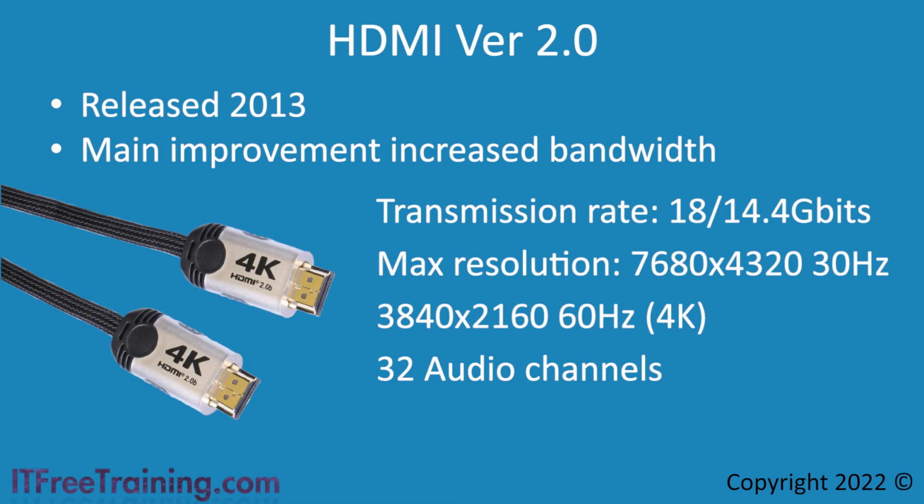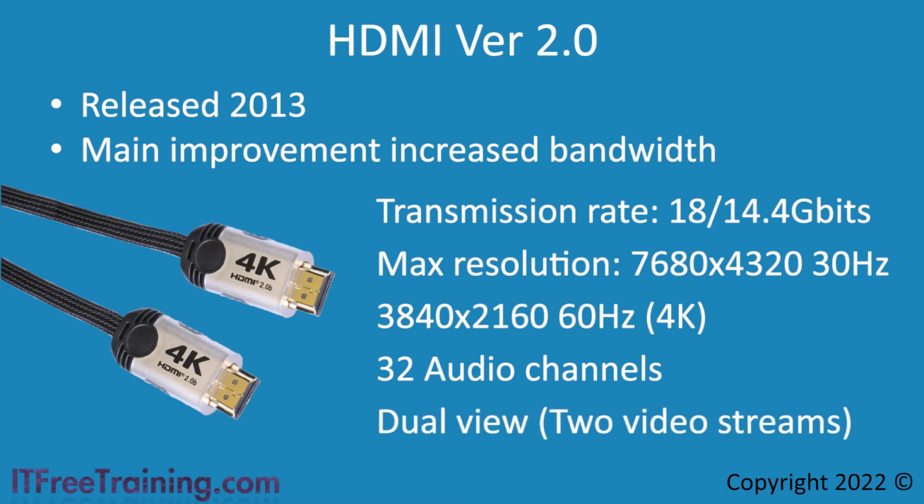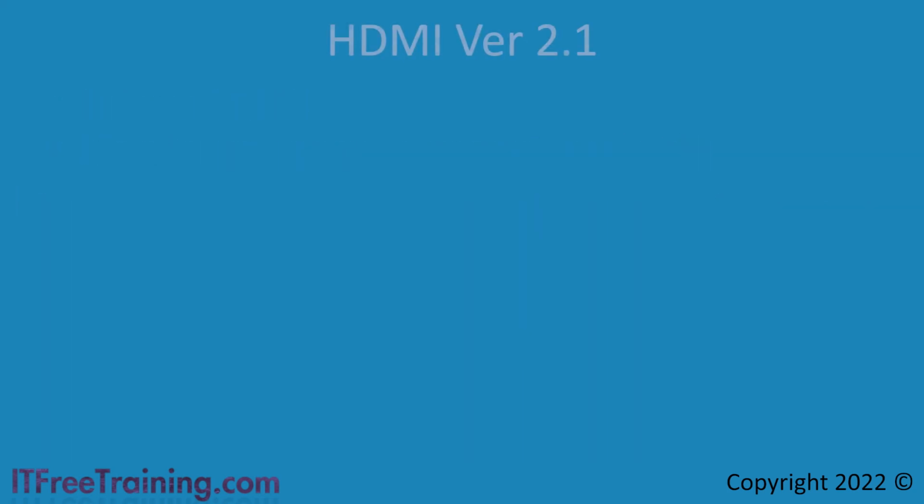The last feature I will look at is Dual View. Dual View allows two video streams to be sent via the same HDMI cable and be displayed on the same screen. This is potentially useful for systems like CCTV, where you may want to show two different video streams on the same screen. The last version I will look at is HDMI version 2.1, released in 2017.